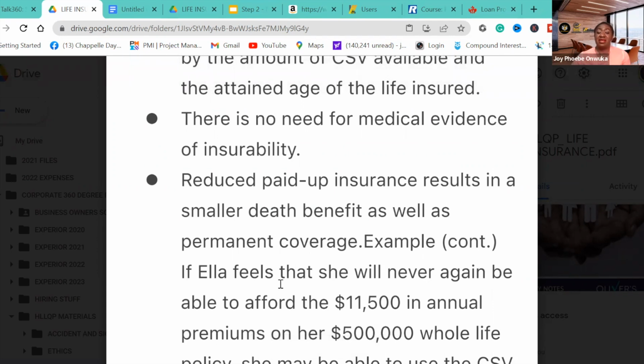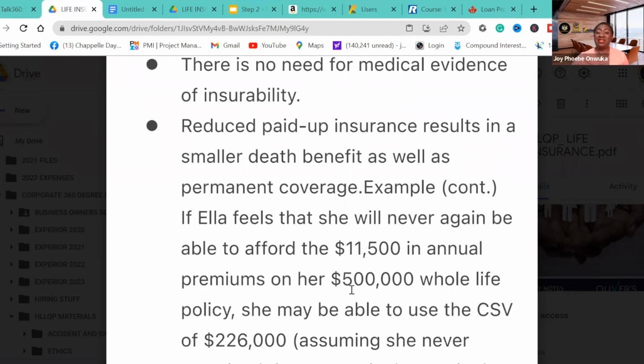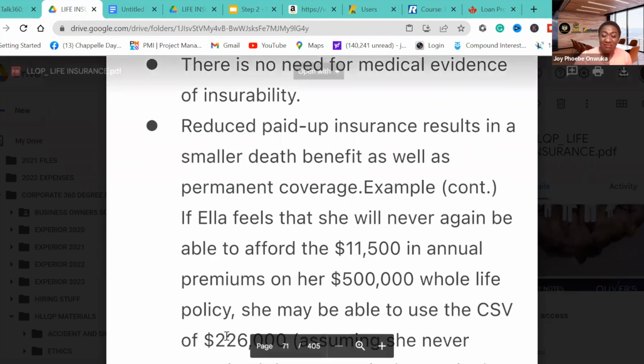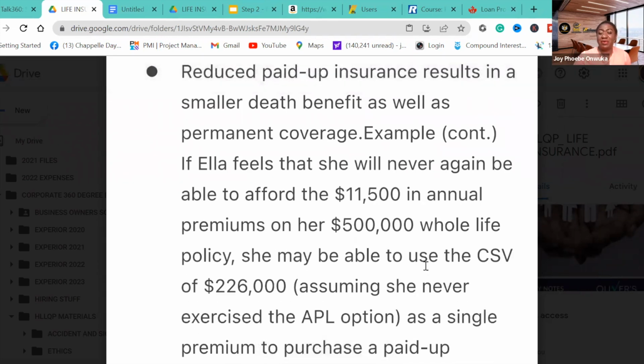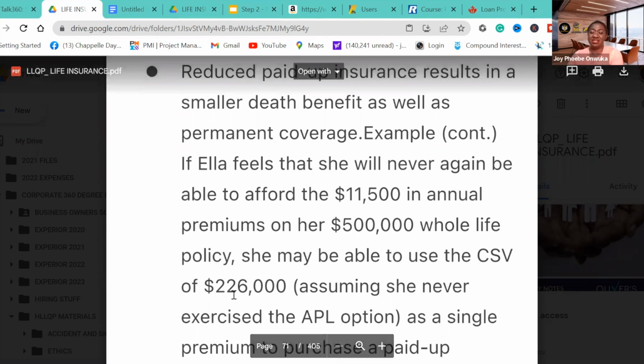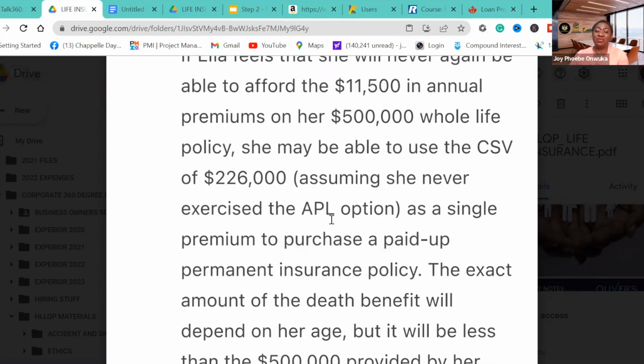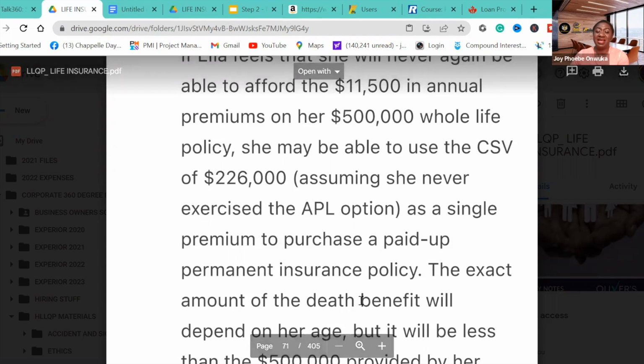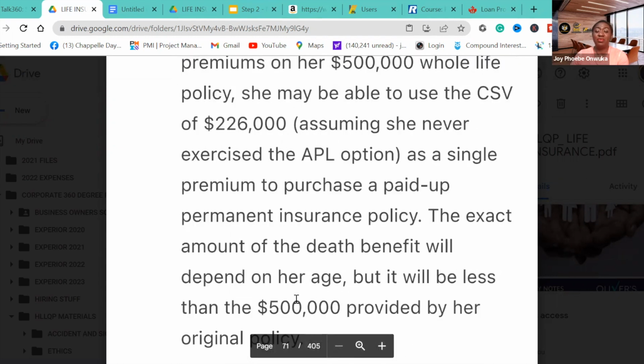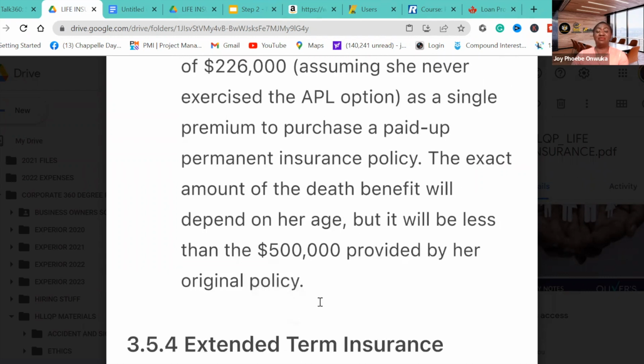For example, if Ella feels that she will never again be able to afford the 11,500 in annual premium on her 500,000 whole life policy, she may also opt to use the cash surrender value of 226, assuming she never exercised the automatic premium loan option, as a single premium to purchase a paid up permanent insurance policy. The exact amount of death benefit will depend on her age, but it will be less than the 500,000 provided by the original policy.